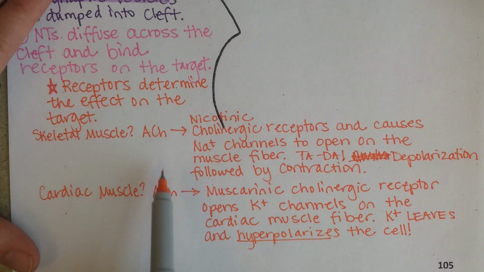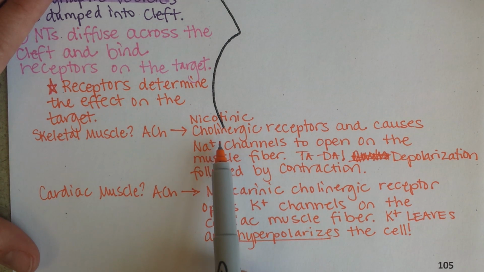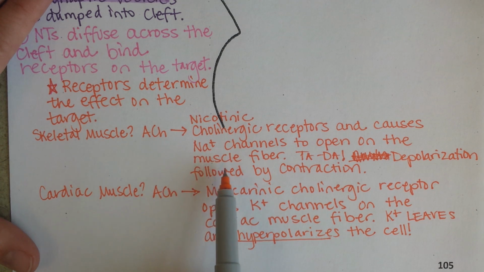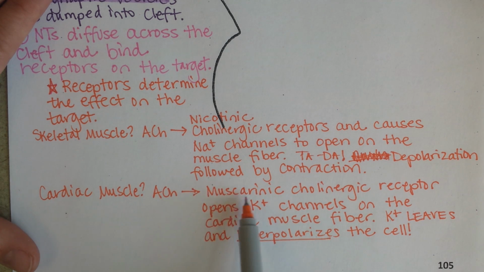So the same neurotransmitter, acetylcholine, on skeletal muscle causes sodium channels to open. Sodium rushes in, you get depolarization followed by contraction. It's a stimulatory effect. But if acetylcholine binds to muscarinic cholinergic receptors on the heart muscle, now it opens potassium channels, which allows potassium to leave, and now you have actually an inhibition of activity.